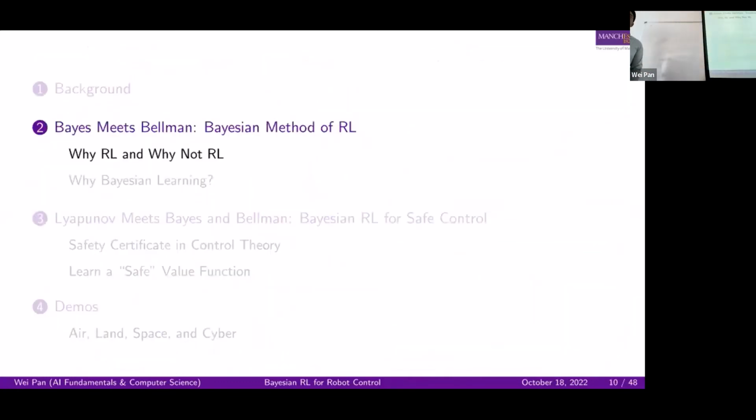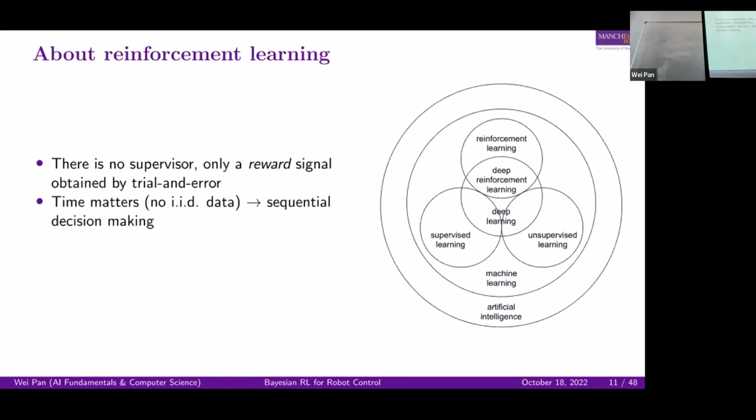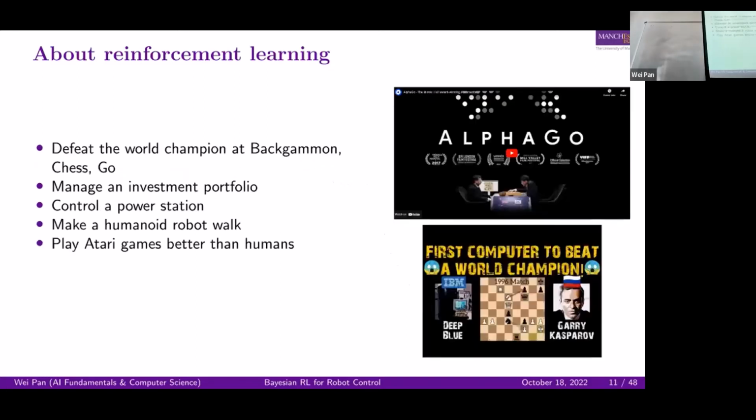When I talk about machine learning for robot control, I mainly talk about reinforcement learning. So what is reinforcement learning? Why reinforcement learning, and why not reinforcement learning? Reinforcement learning sits at the intersection of many fields of science, and each of these fields has a branch that is trying to solve the same problem as RL. That is the science of decision making. There's no supervisor, only a reward signal obtained by trial and error. The time really matters. So essentially, it is a sequential decision-making problem.